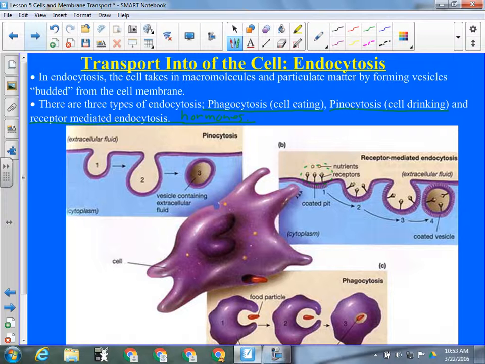Food particles, sometimes they have to bump into the cell several times before the cell goes, oh, hey, that stuff's food. Engulf that. But receptors for hormones and things like that, that's an immediate process. Hormones have to be taken into cells to affect the cell processes immediately.